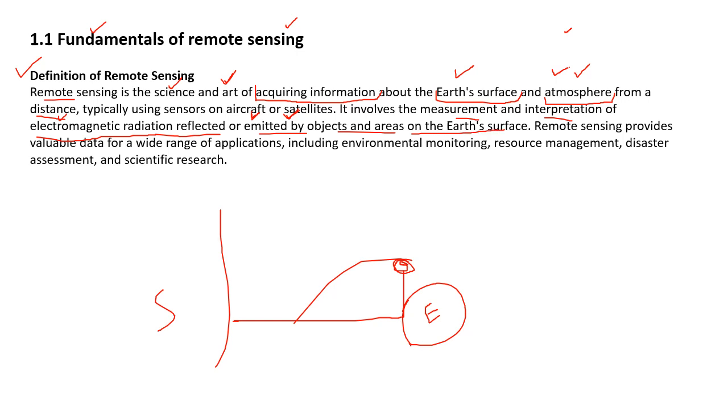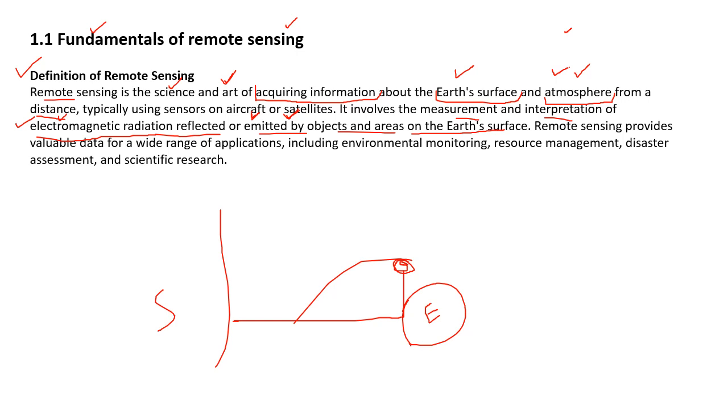So measurement and interpretation is a very important phrase. Why? Because measurement means quantity. Once you measure things in quantity, there will be a unit of measurement, so you can give your answers to the problems more scientifically. So it's a measurement of what? Energy. And the energy is coming from electromagnetic radiation.